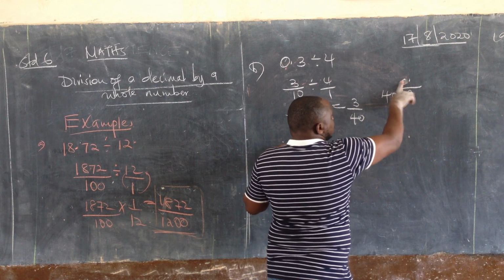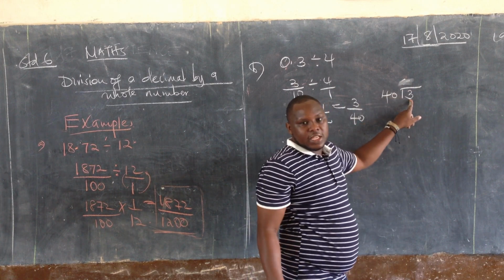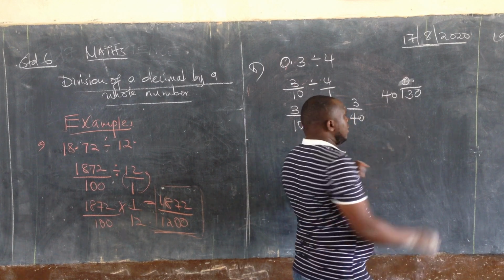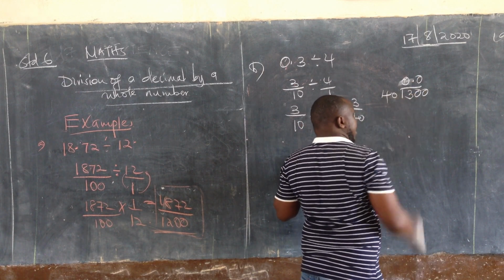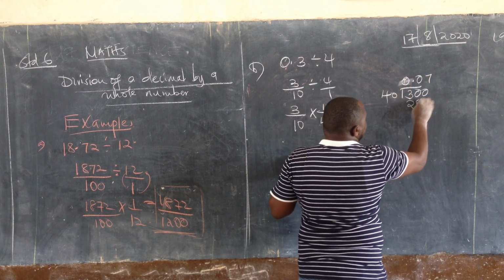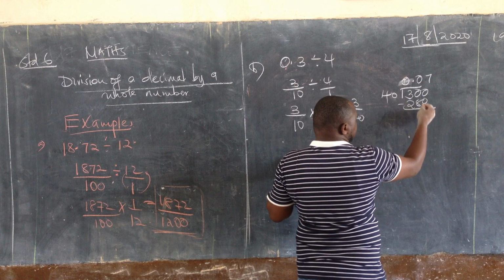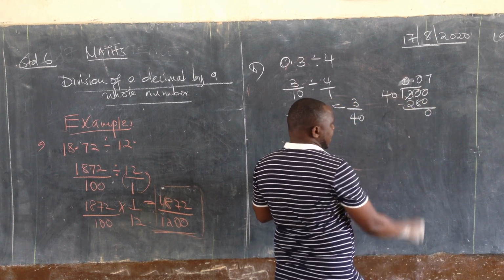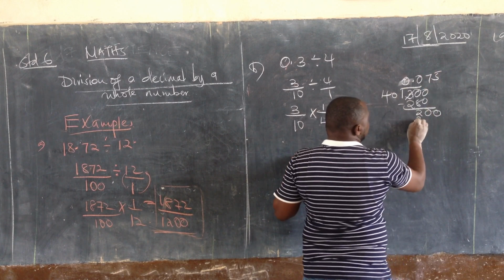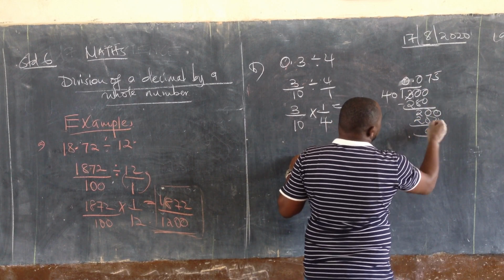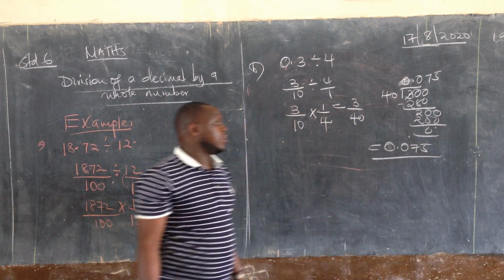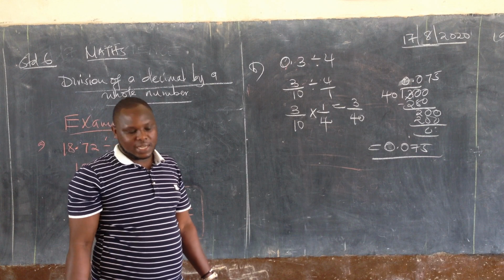0 point, because look here, 40 cannot divide 3, it's smaller. So 0 point, add a 0 there. Still cannot divide, add a 0 there. How many times, Lana? 7 times. You get 280. You are subtracting, you're borrowing 1 there. 10 is 2. Then add a 0. How many times, Lana? 5 times. You get 200. And your answer in this case is 0.075. As simple as that, Lana.